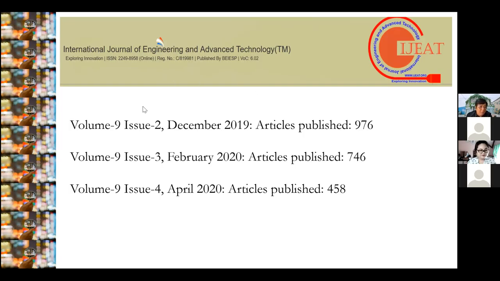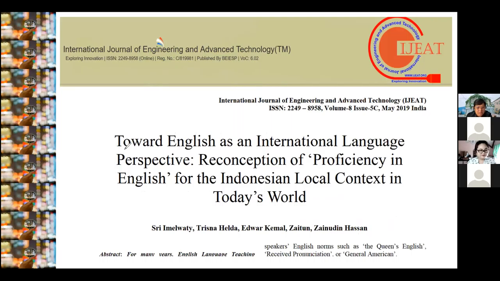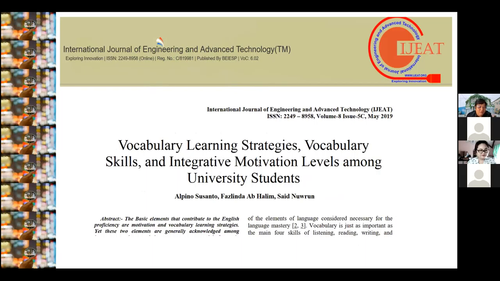Then what I did, randomly, I checked the published papers. One, I noticed there is a published paper on organizational commitment. And I asked myself, what is the relation of organizational commitment to the topic of engineering and advanced technology? So this topic is not related. Why was this published in a journal not related to engineering and advanced technology? Red flag again. I looked at other published papers, and one of them is titled Towards English as an International Language. This topic is on language, so why was it published in an engineering and technology journal? That is quite far in terms of content. Another one, vocabulary learning strategies, was also published in the same journal, which is quite far from the purpose or aim of the journal, which is engineering and technology. So this is a red flag.